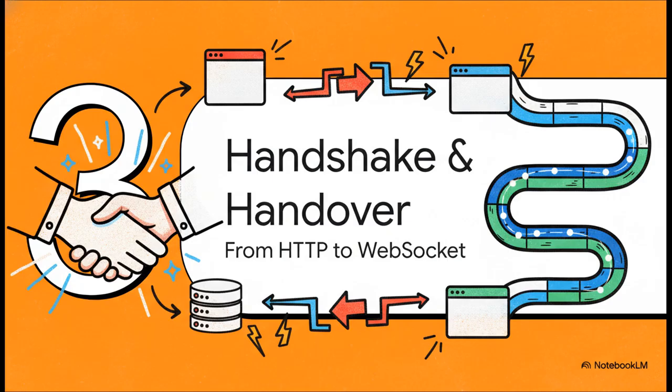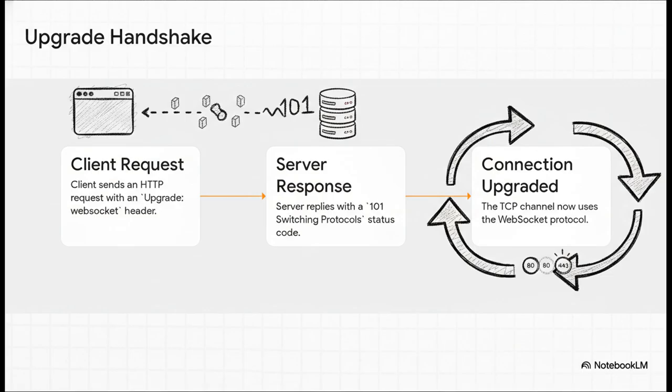Well, the secret is in this really clever process called the handshake. Let's walk through this handshake. It actually starts out as a totally normal HTTP request, but it has this special instruction tucked inside: Upgrade: websocket. It's basically asking, hey, can we switch to a WebSocket? If the server is cool with that, it replies with a special code, 101 Switching Protocols. And just like that, the very same connection gets handed over to the WebSocket protocol. It's so clever because it all happens on standard web ports, so you don't need any special firewall rules.